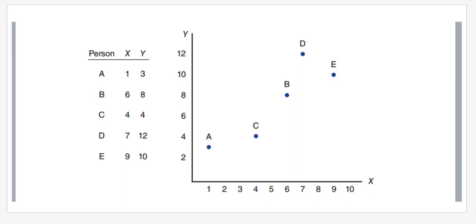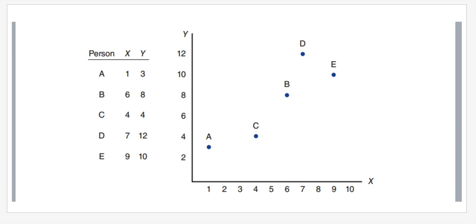As you go across from A to C to B to D to E, those persons are increasing their X scores, but they are also increasing their Y scores. They're also going up as well as moving across. When it does that, that is a positive relationship. It's moving up. If it was a negative relationship, the direction would be the opposite.